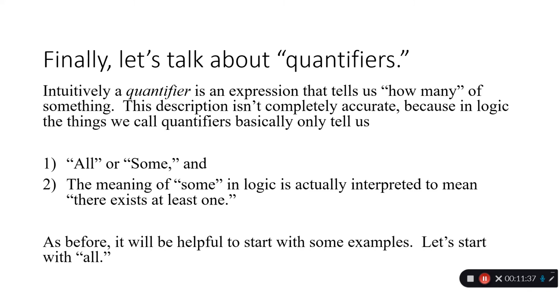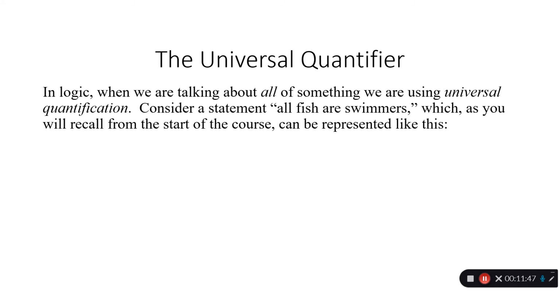So let's look at some examples here to get an idea of what's going on. Let's start with all. This is the universal quantifier. In logic, when we talk about all of something, we're using universal quantification. So take the statement, all fish are swimmers. And if you remember from the beginning of the course, we took statements like that. We had all ancient astronomers are stargazers, or all humans are mortal.